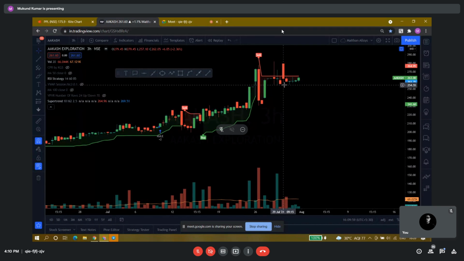If you have not exited yet, I would suggest you wait, because I am continuously seeing a doji candle formation, a very small body formation, and the next candle is a green candle, showing that there can be an up move. So you can take a small risk here and hold this stock with a stop loss of 254 levels on a closing basis, obviously, and let it run. Don't exit it now.